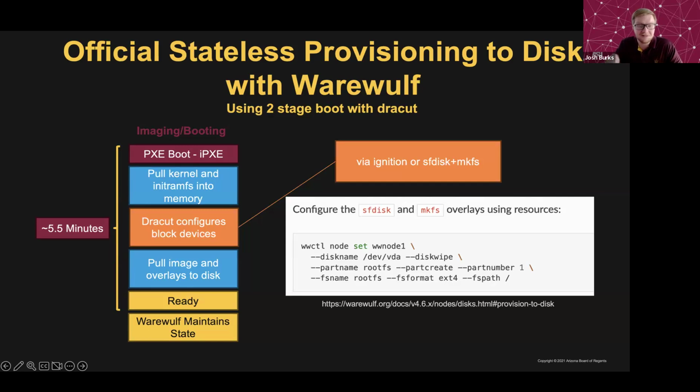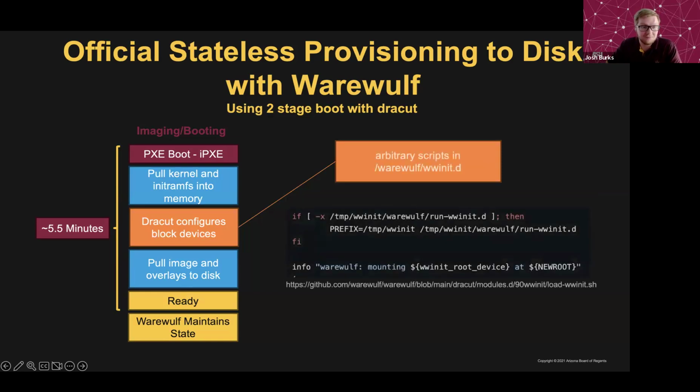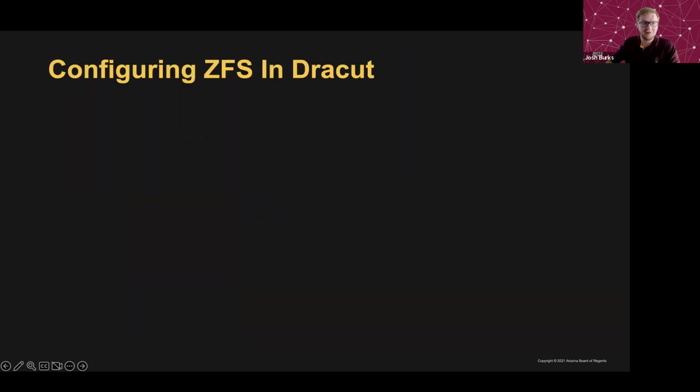This is great, but it does have its limitations. You can't do multi-disk operations where a single file system expands multiple disks, or what is it? Sorry, a RAID 1 or mirroring. Mirroring is the term I was thinking of. But this works based with arbitrary scripts in this wwinit.d. So both Ignition and sfdisk just put scripts here. So we could put our own arbitrary scripts here, and we could do whatever we want in there. We could even configure ZFS dynamically in there.